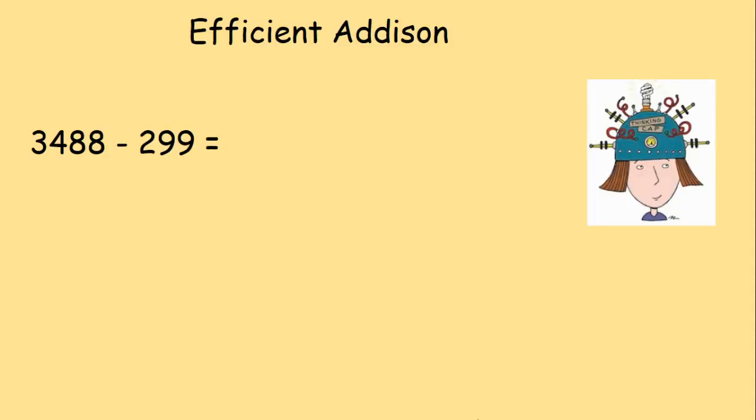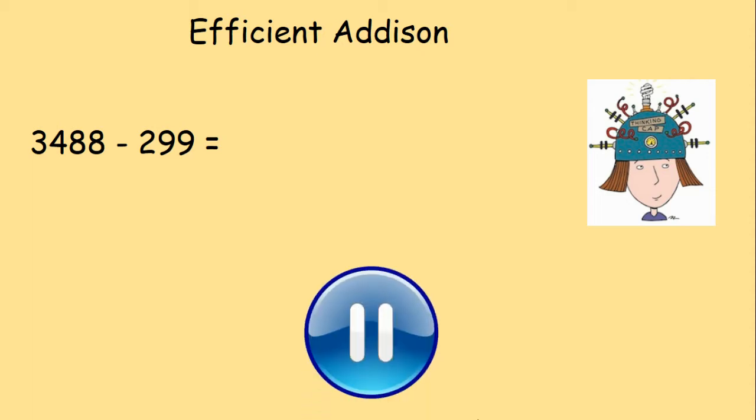We're going to start today's session with efficient addition. Your question is 3,488 subtract 299. I would like you to work out the answer to this question using the most efficient method. Press pause now to have a go at working out the answer, and then press play once you are ready.